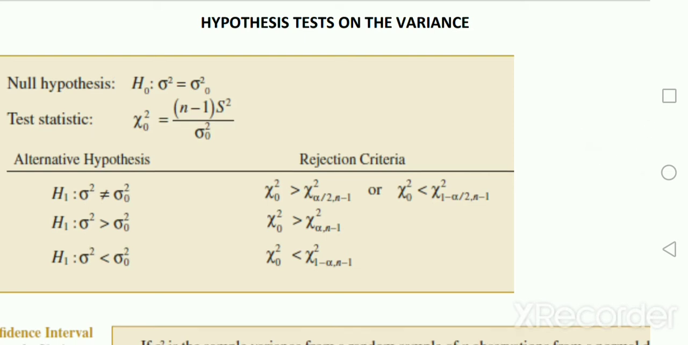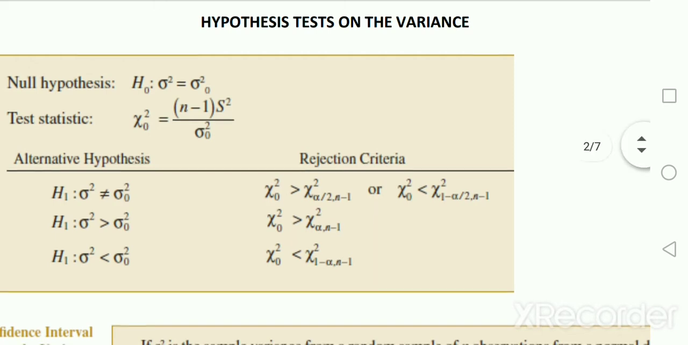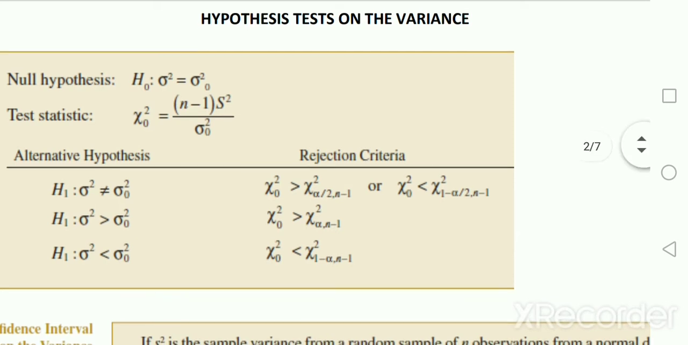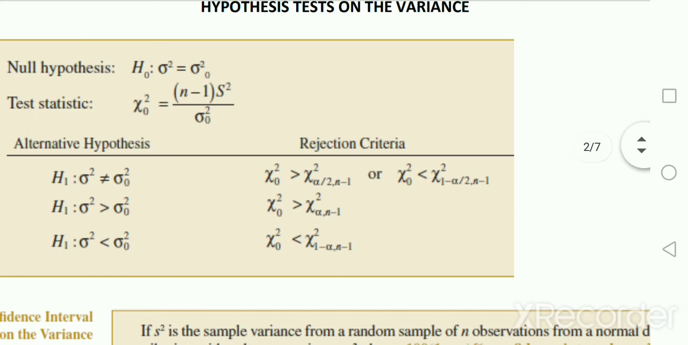For sigma squared greater than sigma naught squared, the rejection criterion is chi-square naught greater than chi-squared alpha comma n minus 1. For sigma squared less than sigma naught squared, the rejection criterion is chi-square naught less than chi-squared 1 minus alpha comma n minus 1.